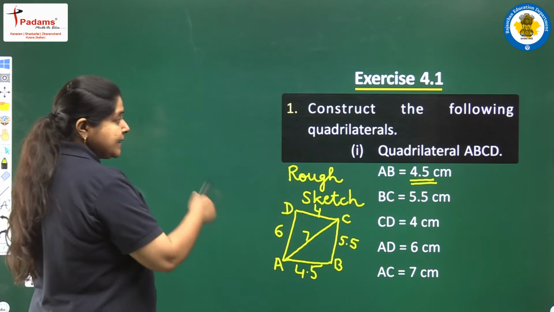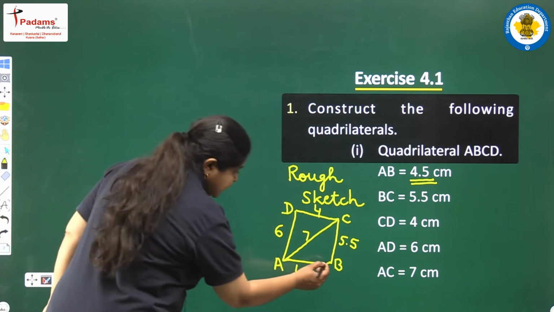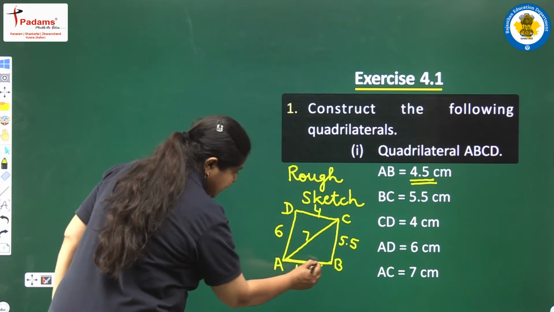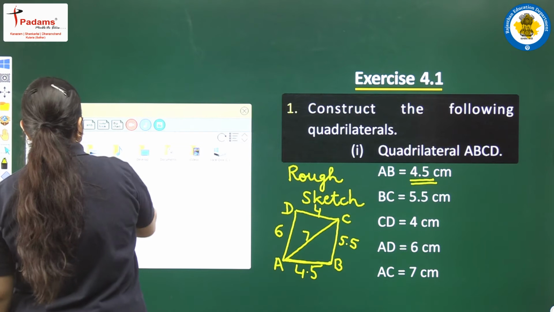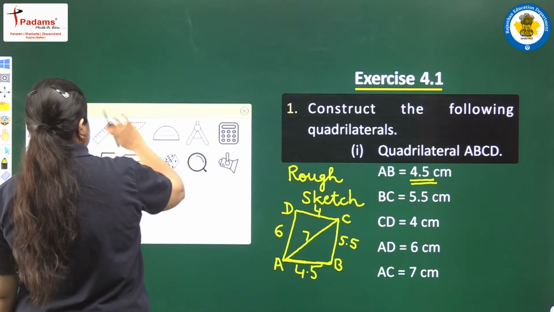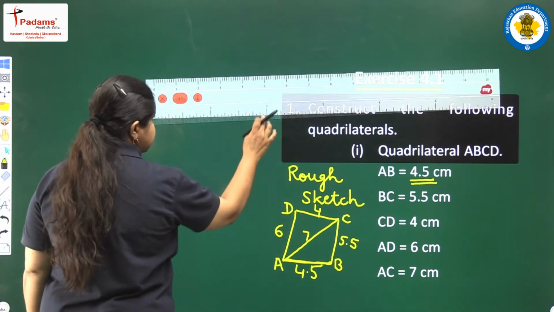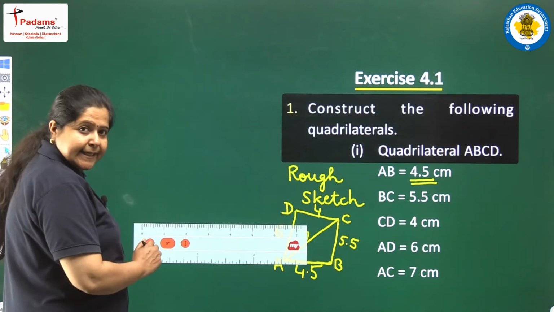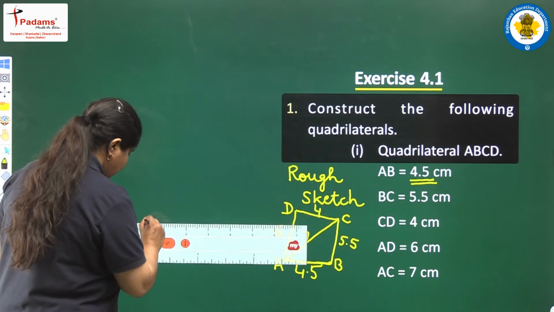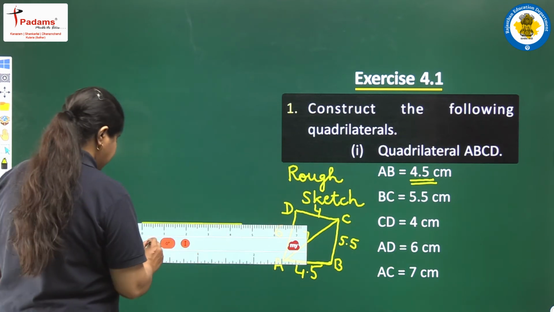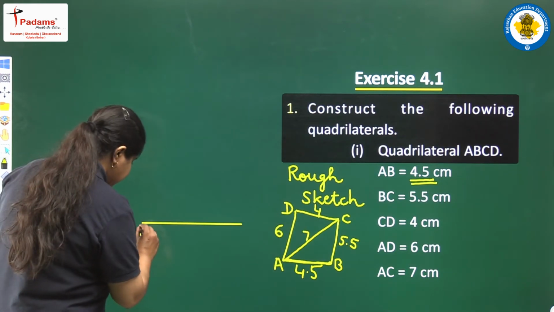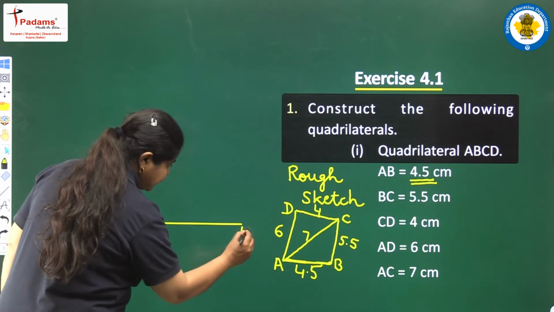Now, we will be starting this figure. We will start the construction with this line segment AB measuring 4.5 centimeters. For this we need one scale. Let us take it down. Let us draw 4.5 centimeter long line segment. This is 4.5. Let us name it as A, B.